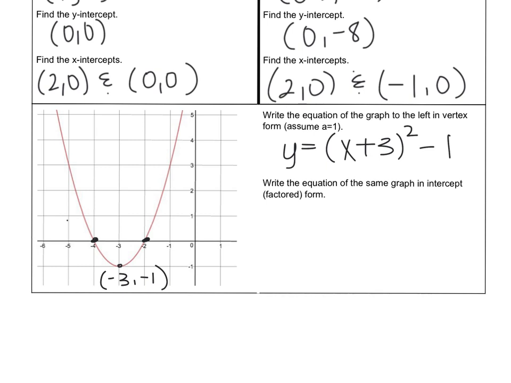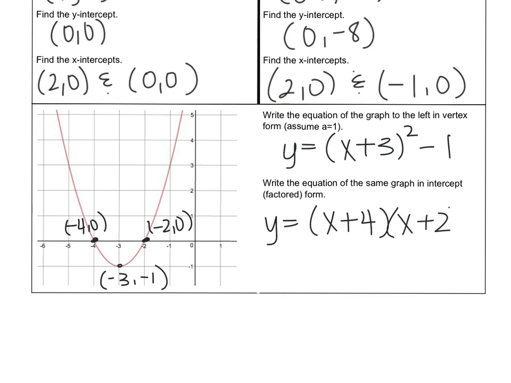Now we're going to do the same thing, but we're going to put it in intercept/factored form. So we identify our x-intercepts, which are at (-4, 0) and (-2, 0). So we're going to do y equals, a is 1, so we don't have to worry about putting anything in front. Then we do the opposite for both sets of parentheses.